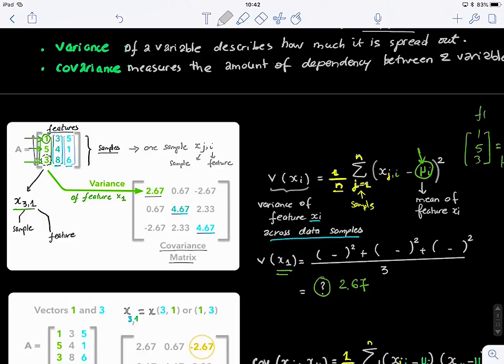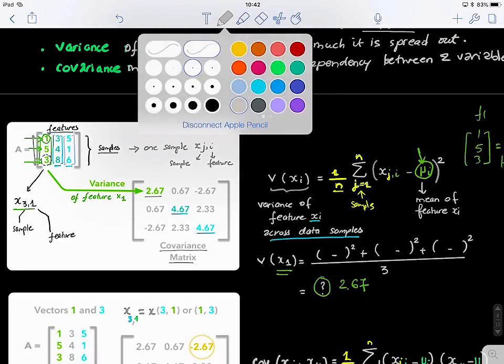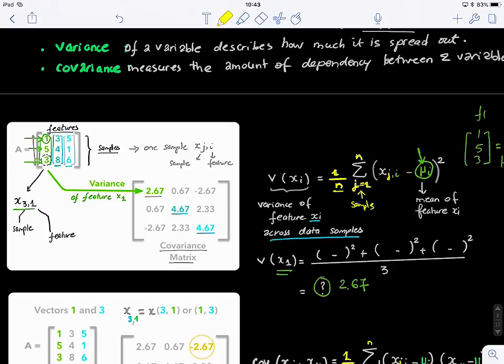So the most important thing to notice here, guys, is this mean does not depend on J, right? So what is changing is only this quantity because we are looping over the J, right? The mean is a constant in J. It just depends on the feature or the number of the column.